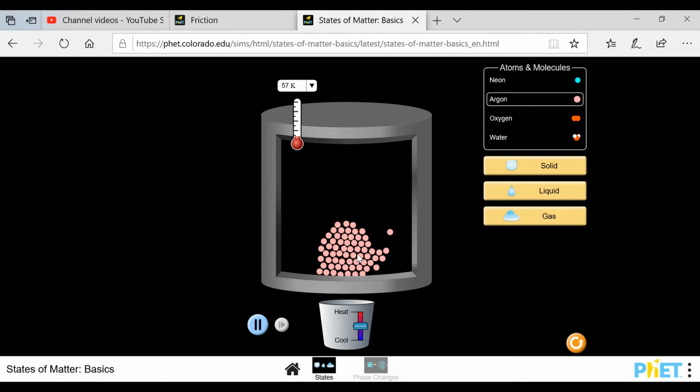So we'll look at the phases of matter later in this course, but for now we just want to get a good picture of what thermal energy means.